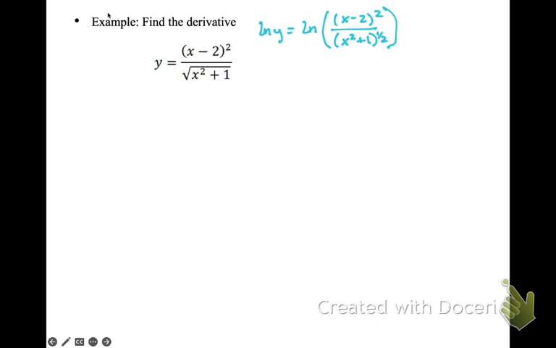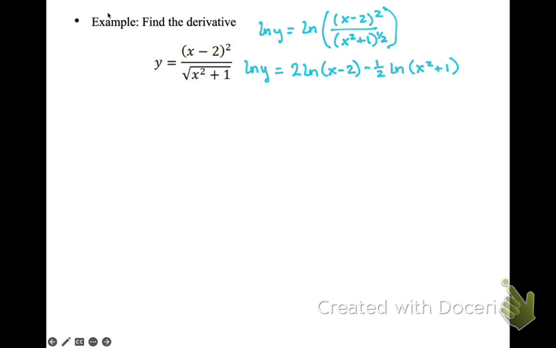Now I can expand that right hand side, because Natalie says she wants to do this instead of the chain rule. So we have the natural log of y equals 2 natural log of x minus 2 minus 1/2 the natural log of x squared plus 1. Did I do that right? Yeah. Okay, so I still haven't taken the derivative like it told me to.